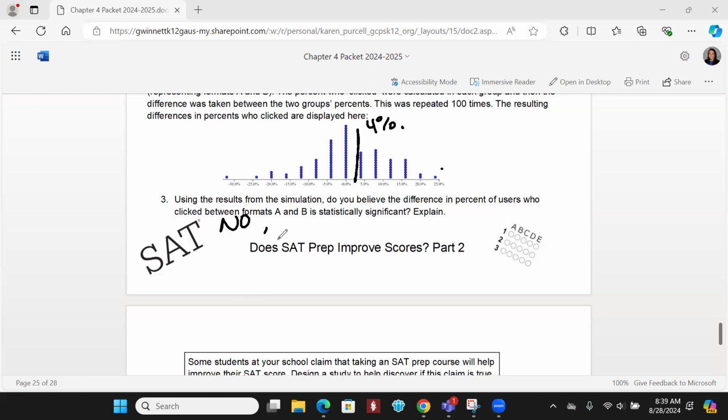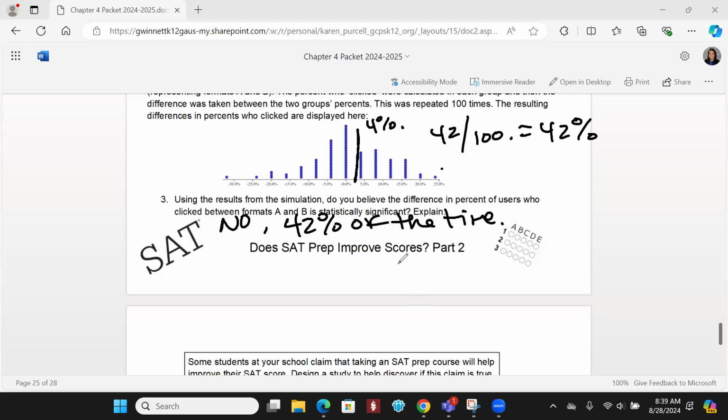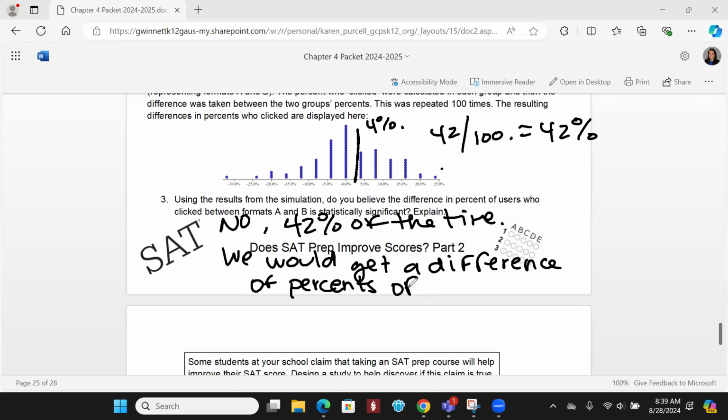There's a higher percentage than 5 above the 4%. So if we calculated all these dots up, how many are there? I'm going to go ahead and do it for you: 42 out of the 100. So that's 42%. 42% of this data is showing up here. It's greater than that. So 42% of the time, we would get a difference of percent of 4% or more purely by chance.